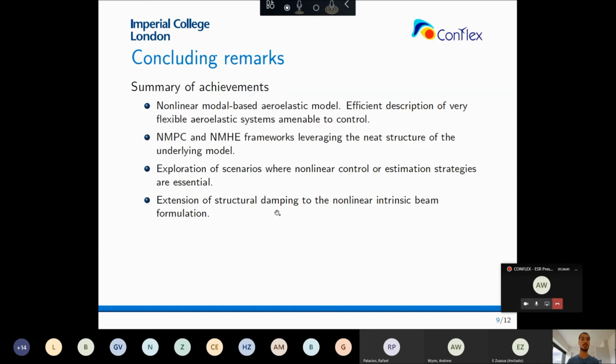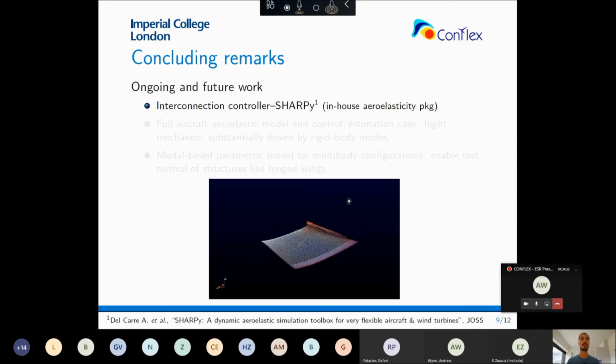We are also quite proud of the developments that we've done modeling structural damping within the nonlinear intrinsic formulation. Now, some ongoing and future work. We are working now to interconnect this controller framework to SharpEye, which is Imperial's in-house nonlinear aeroelasticity package. This is the second flutter suppression case that we saw before, just run on this medium to high fidelity software, which allows us to show these pretty cool, fancy simulations.